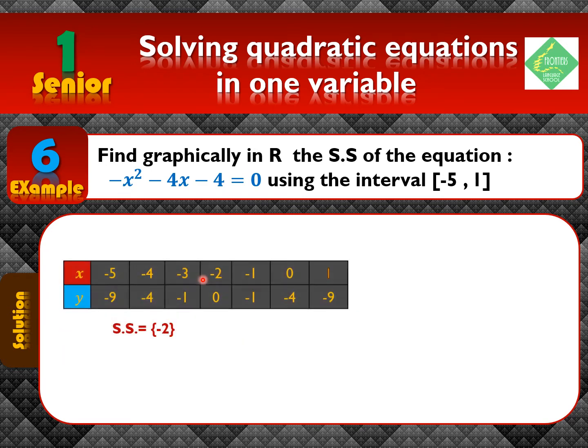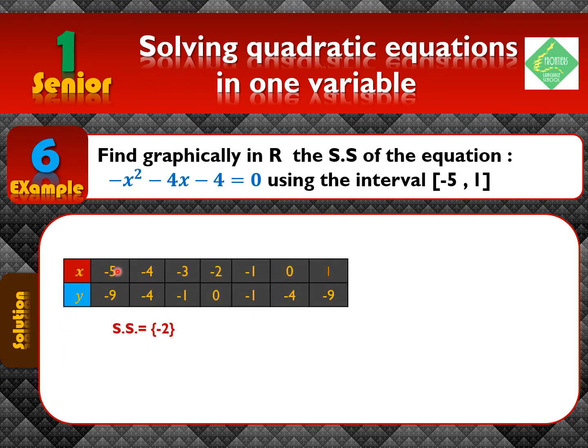Make a table, negative 5, substitute by negative 5 in this equation, and negative 5 here also, you will get negative 9. Substitute with negative 4, you will get negative 4. Substitute negative 3 in the equation, you get y, which is negative 1. Substitute negative 2 in the equation also, you get 0, and then -1, -1, 0 and -4, 1 and -9, and you have to draw it. When you draw it you find the solution set is -2.